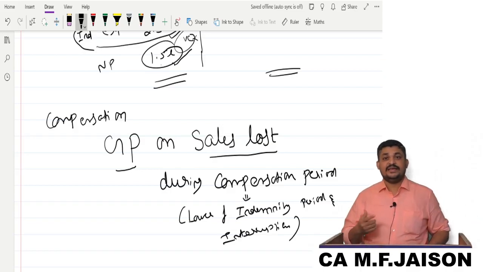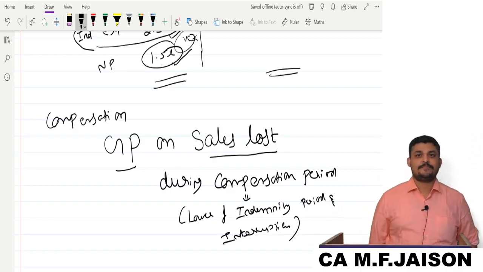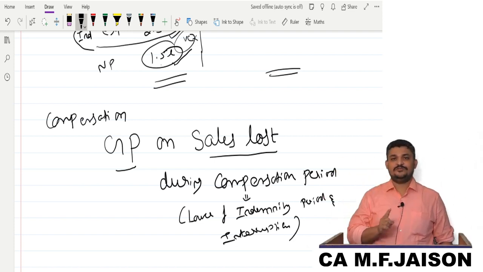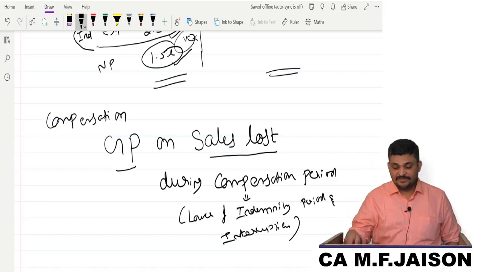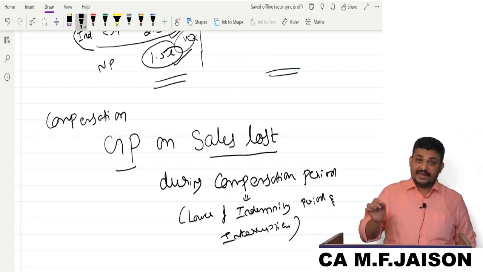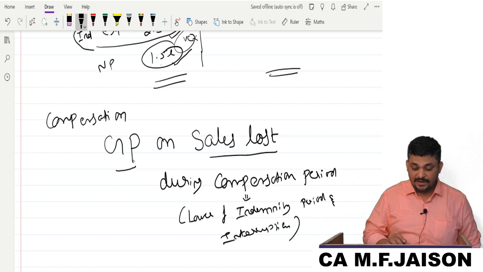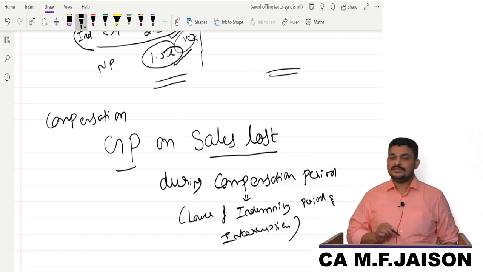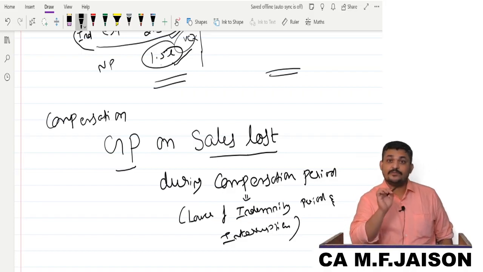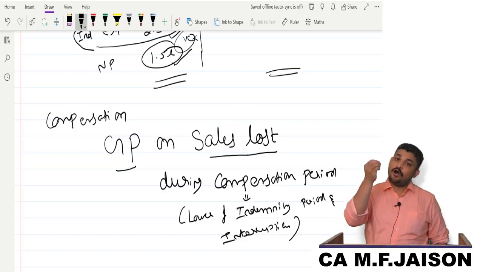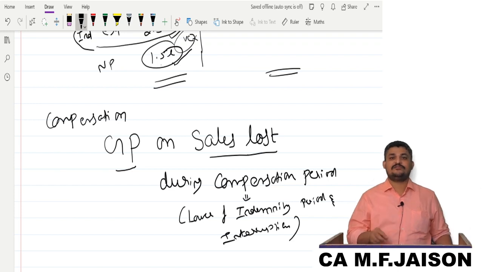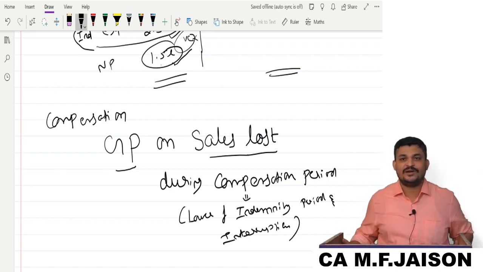The lower of these two periods is to be identified as the compensation period, because that is the period for which the insurance company compensates you. In that period, first they will compute how much sales you have lost. Sales will not be compensated; in that sales, what is the attributable profit? I will not compensate you sales, my dear. I will compensate you the profit attributable to that sales. By selling those goods, the profit you would have made, that profit component alone. You would have made sales of 1 lakh, and the profit on 1 lakh is 20,000. I will compensate you only 20,000. I will not compensate you 1 lakh. I hope you are following this.